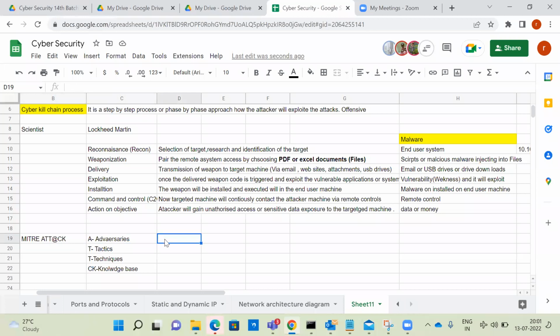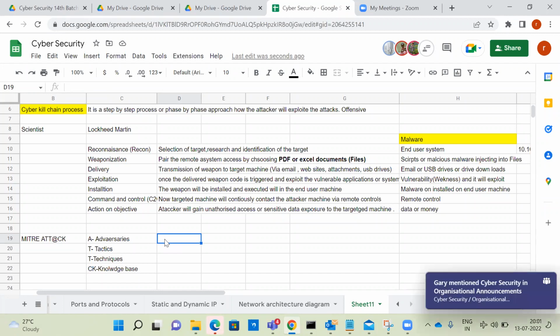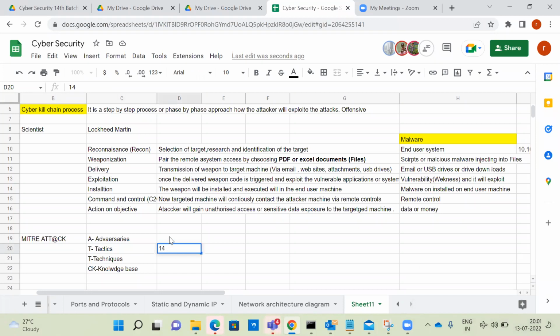So adversaries are nothing but attackers, the hacking groups we have. An adversary is nothing but an attacker or hacker. So what types of hackers or hacking groups we have is related to adversaries. Tactics: we have 14 tactics. Here, a threat vector or threat actor is nothing but a hacker or intruder.